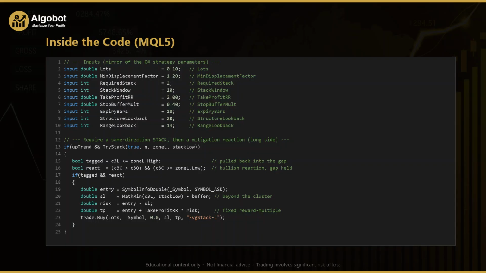TakeProfitRR sets the reward-to-risk multiple, and StopBufferMult adds a cushion beyond the cluster for the stop. Expiry bars decides how long a gap stays valid, while structure loopback and range loopback control the trend and average range windows. Now the signal block.